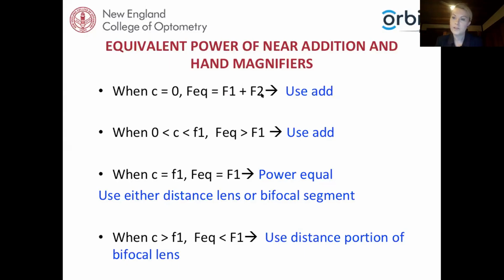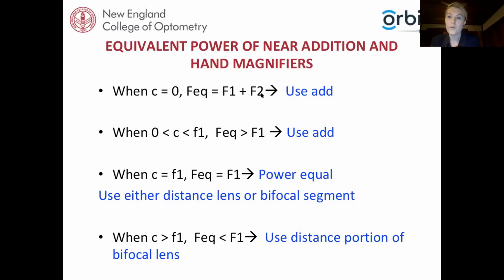When we have the situation in this third bullet where the distance between the spectacle plane and the hand magnifier is equal to the focal length of the hand magnifier, in our example of a 10 diopter hand magnifier, if that's 10 centimeters, then the equivalent power is actually the same whether or not we're using the bifocal or the distance prescription. The arithmetic works out such that the equivalent power is 10 diopters in each case. So it doesn't matter what the patient is doing in that scenario. They will achieve only 10 diopters.